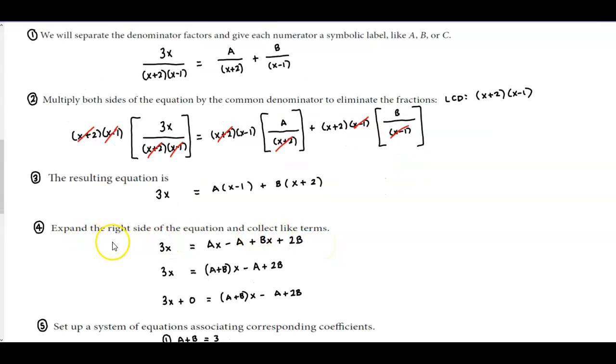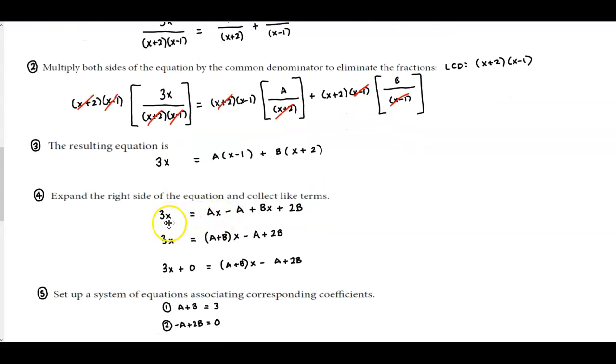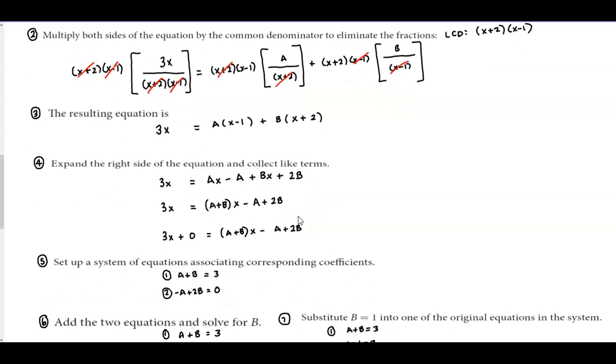Now in step number 4, we want to expand the right side of the equation and collect like terms, meaning we're going to distribute A and distribute B. So the left side stays as 3x, we distribute the A and the B, and we get Ax minus A plus Bx plus 2B. Now we want to collect all the x terms and all the constant terms. Here we have Ax and Bx, so we combine those as A plus B, and then x. Then we have minus A plus 2B.